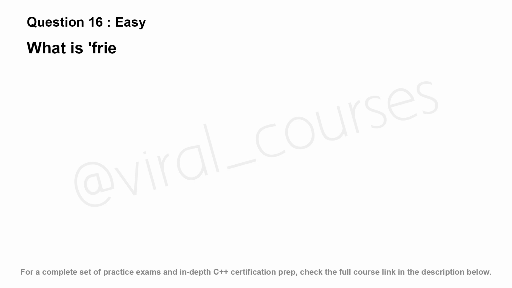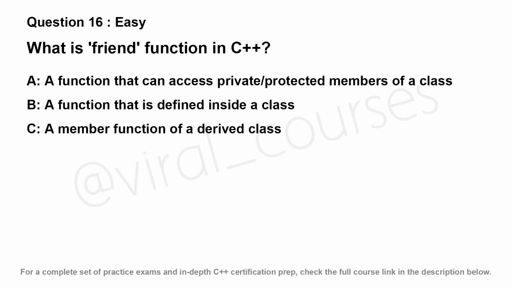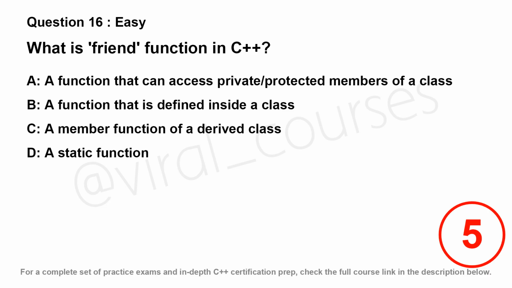What is a friend function in C++? Option A, a function that can access private and protected members of a class. Option B, a function that is defined inside a class. Option C, a member function of a derived class. Option D, a static function.